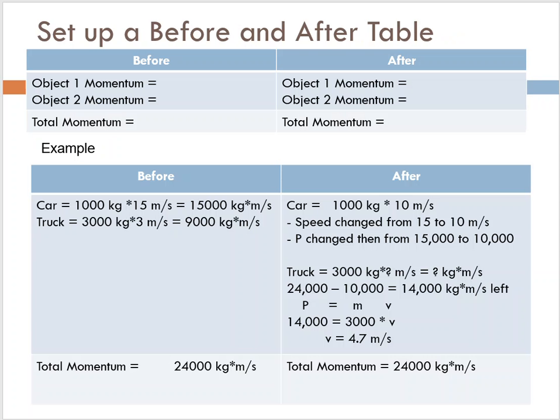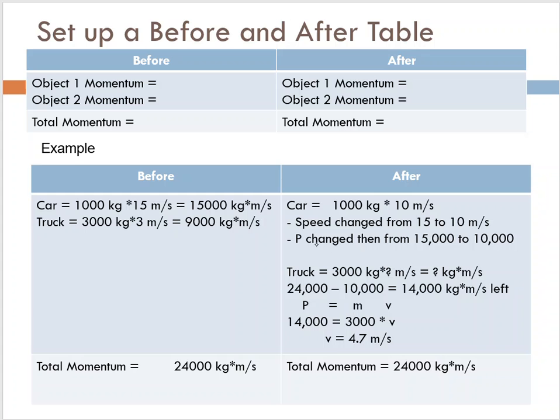One of the suggestions I would make is that you set up a before and after table. What I mean here is, before, talk about what the momentum of object 1 is. Talk about what the momentum of object 2 is before the collision. And then down here at the bottom you see me calculating it. We add them up and we say there was a total of 24,000 kilogram meters per second of total momentum. After the collision, we find out how much momentum object 1 has, how much momentum object 2 has, and they tell us that the car had 10,000 kilogram meters per second.